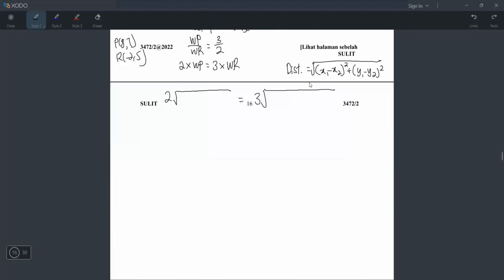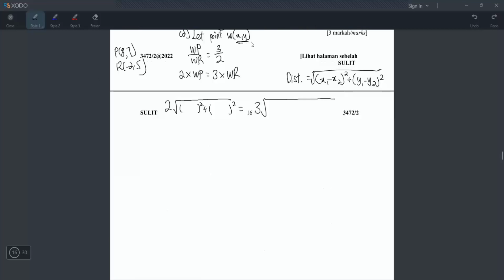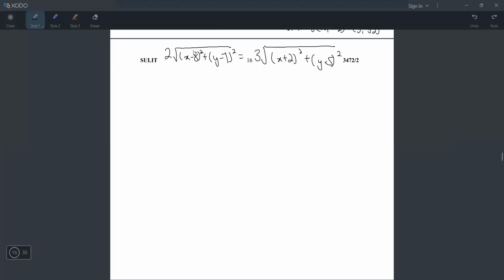Okay, let's go. WP's distance. So the formula is x minus x squared plus y minus y squared. So WP. So I already know the W coordinate is XY here, because I already let it become XY. So what is WP's distance? X minus 8 squared, and then Y minus 7 squared. Yep. And then what about the WR distance? WR distance will be the same thing, x minus x squared plus y minus y squared. But this time it's X minus negative 2, because WR. So it'll be X plus 2, and this will be Y minus 5. Right? That's how you do it. Okay, now what you do is you square both sides. Okay, you want to remove the square root.